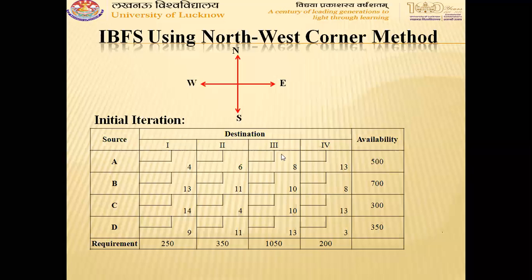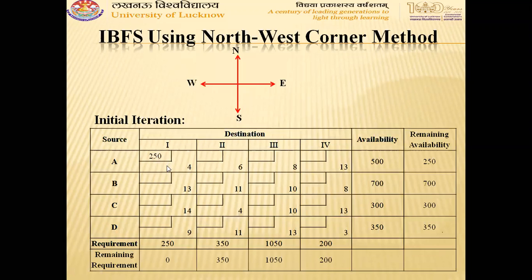Now corresponding to it, availability is 500 and requirement is 250. Among 250 and 500, 250 is the minimum. So we allocate 250 to this cell. Here we write the quantity 250, and in the same manner we subtract this 250 from the availability. That means the remaining availability will become 250, and we also subtract this quantity from the requirement, that is 250 minus 250, the difference will become 0. That means the requirement of destination 1 is fulfilled.